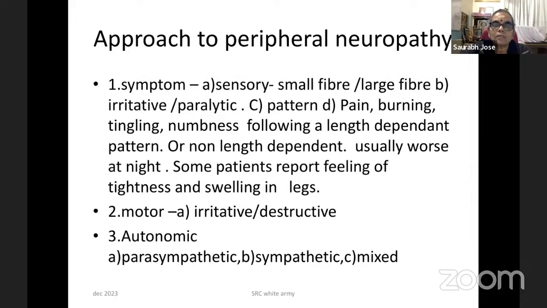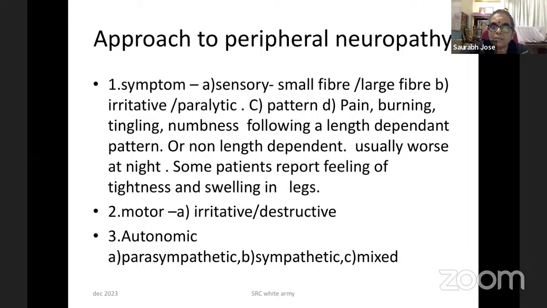So we can see the symptoms. How do the symptoms come in a peripheral nerve disease? The symptoms come from the sensory fibers, from the motor fibers, and from the autonomic fibers. These symptoms may be irritative symptoms or destructive symptoms. And these symptoms may be length dependent or non-length dependent. So we have seen the various types of fibers. All of them have positive or irritative symptoms, negative or destructive symptoms, and they have length-dependent symptoms and non-length-dependent symptoms.